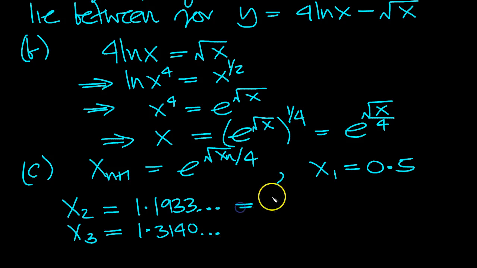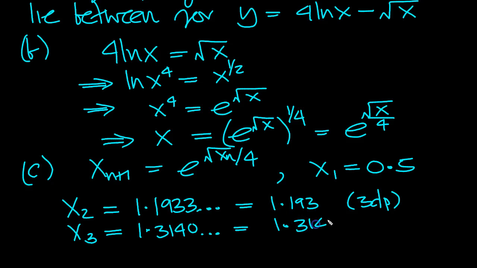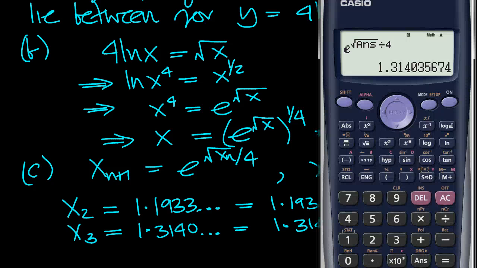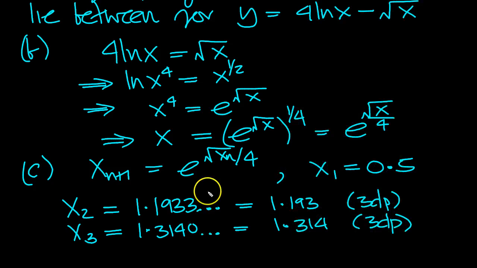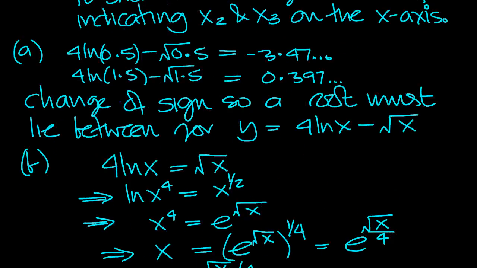So to 3 decimal places, 1.193, and this is equal to 1.314. I'm just going to have a quick look at that number, make sure I wrote it down correctly. Yeah, that's fine. So there's x2 and x3 for part C.